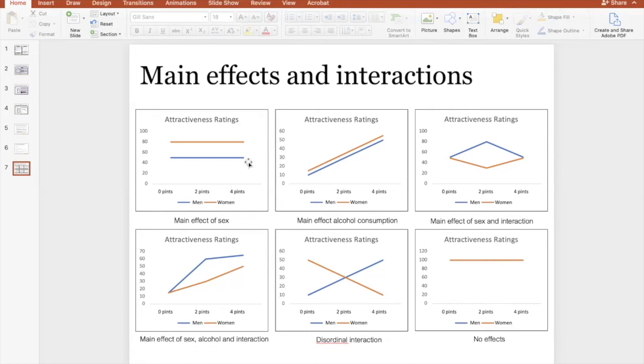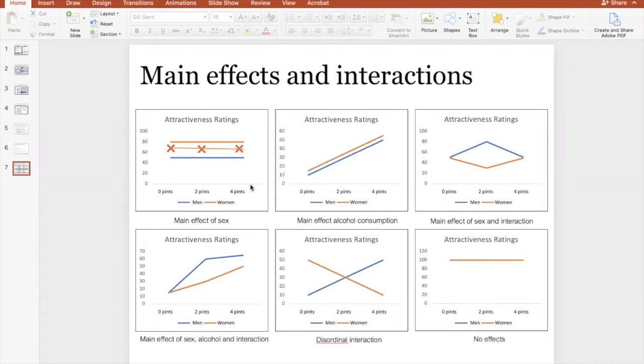The best way to assess if there's a main effect of the variable that's represented on the x-axis is to actually draw a new line. So you'll want to draw a new line that's essentially giving the average between men and women. So you draw a dot here for 0 pints, for 2 pints, and for 4 pints. And then draw a line connecting those 3 dots. If there's no slope to the line, that means there is no main effect of whatever variable is on the x-axis.